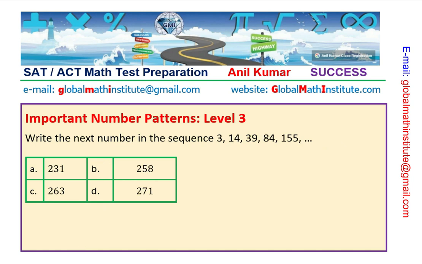Now, here is the last question. We'll adopt the same strategy. Write the next number in the sequence. So now you understand we have a strategy, right? 3, 14, 39, 84, 155. How do we solve this one?